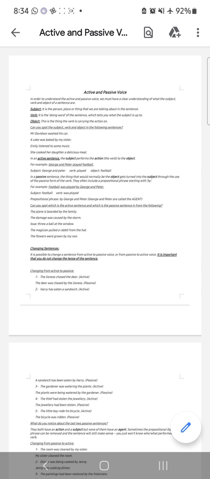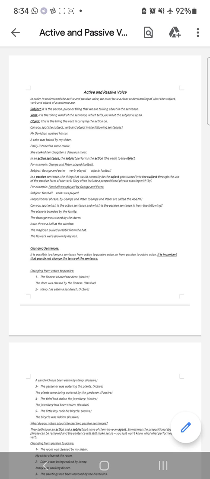Now, let's take a look at the same sentence that we had above. George and Peter played football. We're going to change it into passive. It's going to be football was played by George and Peter. So all of a sudden, what was your object in the first sentence changed into your subject. So your subject here is football, and your verb is the verb phrase was played. Now we have a prepositional phrase, which is by George and Peter. George and Peter turn into something that is called the agent.